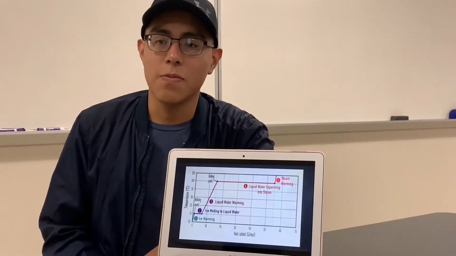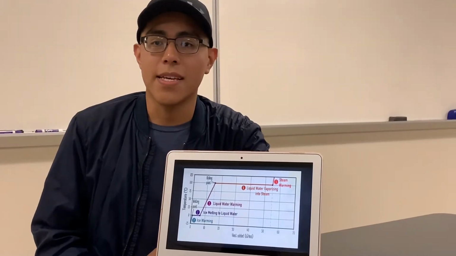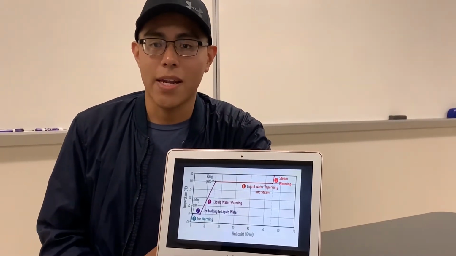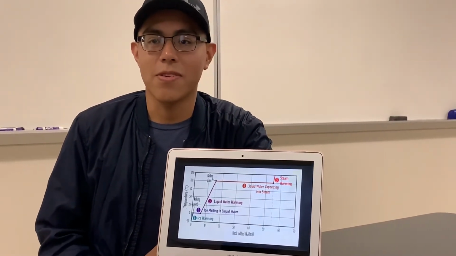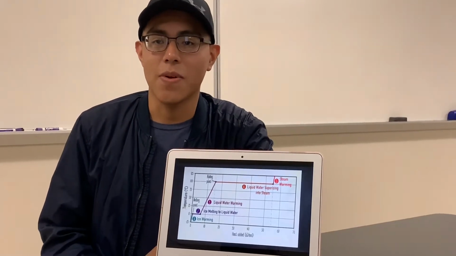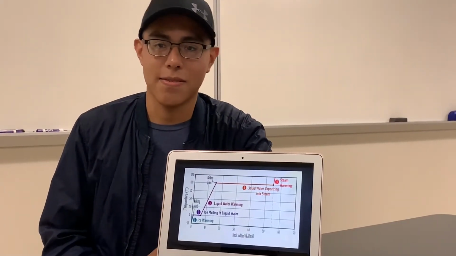A heating curve displays the temperature of a substance. As heat is added in our heating curve, we will see how water undergoes phase transitions from a solid to a liquid and then from a liquid to a gas.